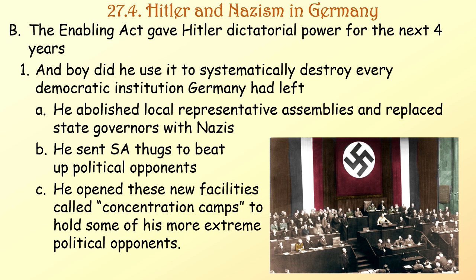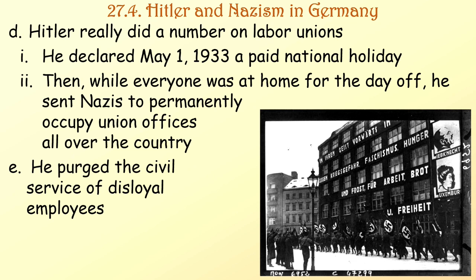He abolished local representative assemblies and replaced state governors with Nazis. He sent SA thugs to beat up political opponents. He opened these new facilities called concentration camps to hold some of his more extreme political opponents. Hitler really did a number on labor unions. He declared May 1st, 1933, a paid national holiday. Then, while everyone was at home for the day off, he sent Nazis to permanently occupy union offices all over the country. And he also purged the civil service of disloyal employees.